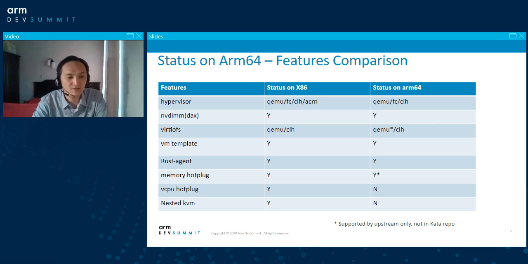This is the feature comparison between Arm64 and x86. As for the hypervisor, Kata lets the hypervisor create the VM. It supports most cases: QEMU, Firecracker, and Cloud Hypervisor are all supported on both x86 and Arm64. But currently, Arm64 doesn't support ACRN.